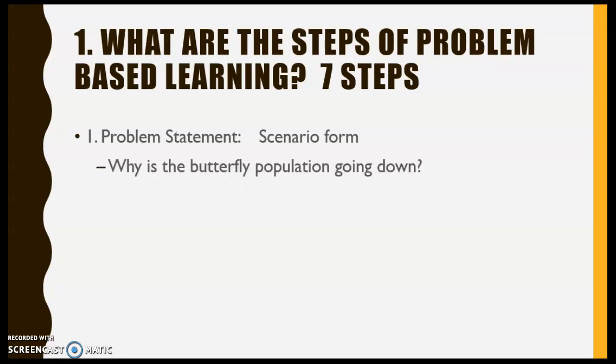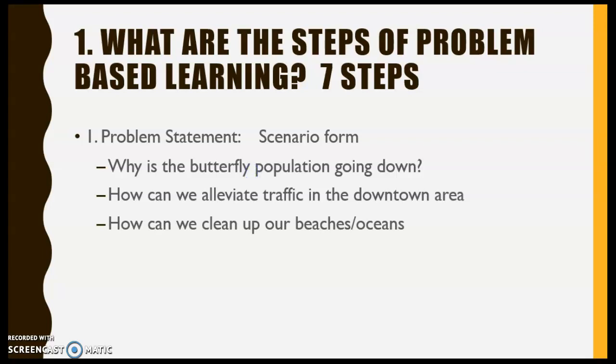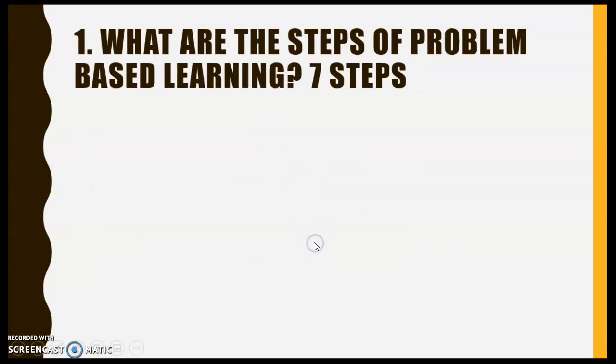Like part of the videos we watched, their question was, why is the butterfly population going down? From when I used to live in the Bay Area, how can we alleviate traffic in downtown areas? For us in San Diego, how can we clean up our beaches or oceans? And for us as just global citizens, how do we stop global warming? So first of all, you have to have a problem statement.